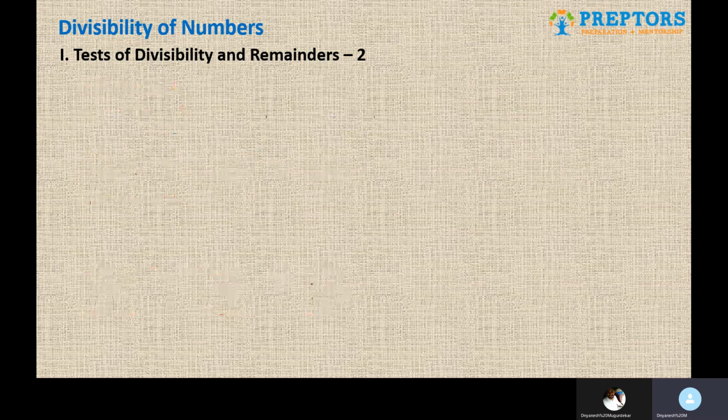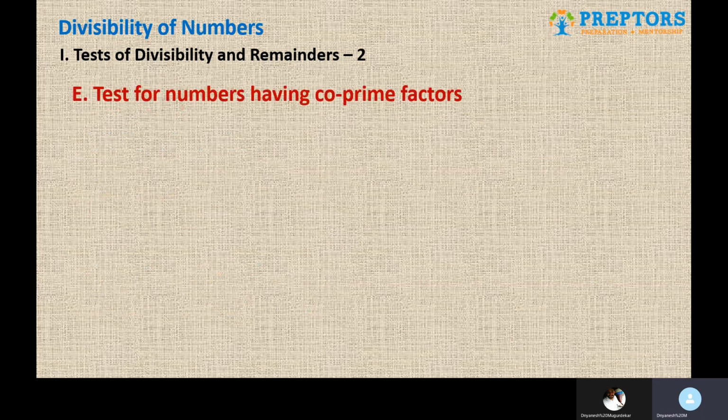Similarly, the last part, which is slightly different again, is the test for numbers having co-prime factors. We had already discussed this idea in the previous topic, which is co-prime numbers. Co-prime numbers are the ones that have just one common factor between them. So there are certain numbers which will have co-prime factors, and for them we are going to see what needs to be done. Suppose we consider the number 6. There is no standalone divisibility test for 6, because 6 has co-prime factors 2 and 3.